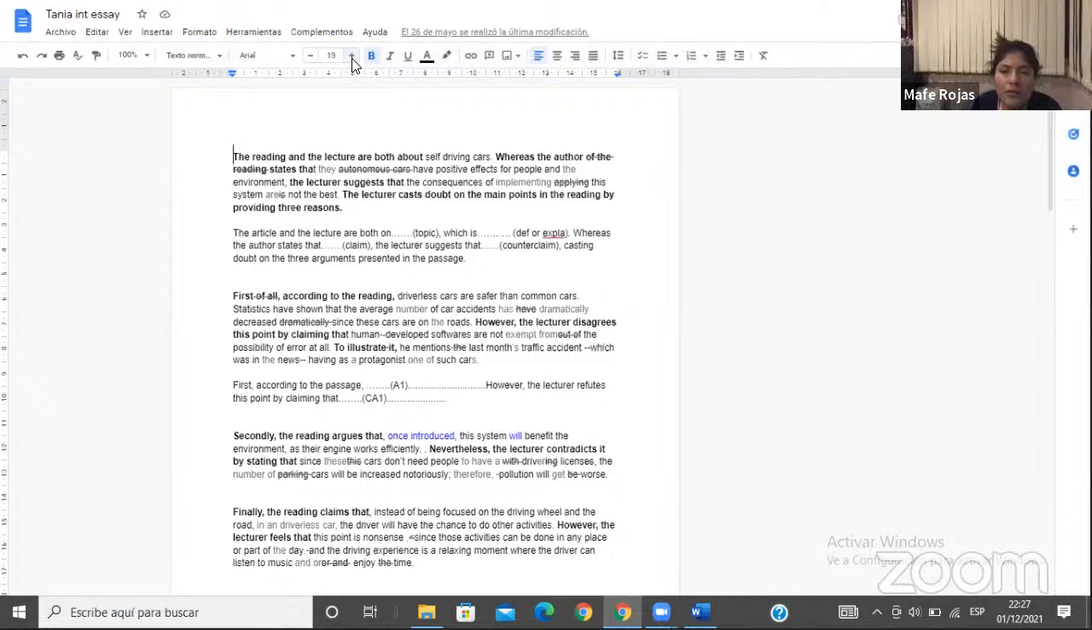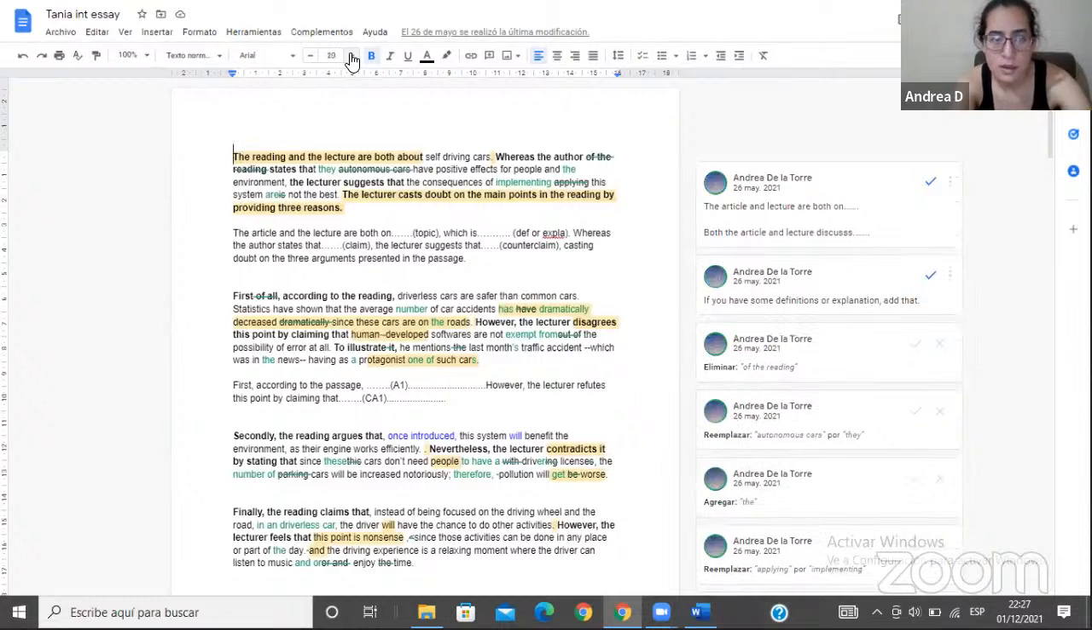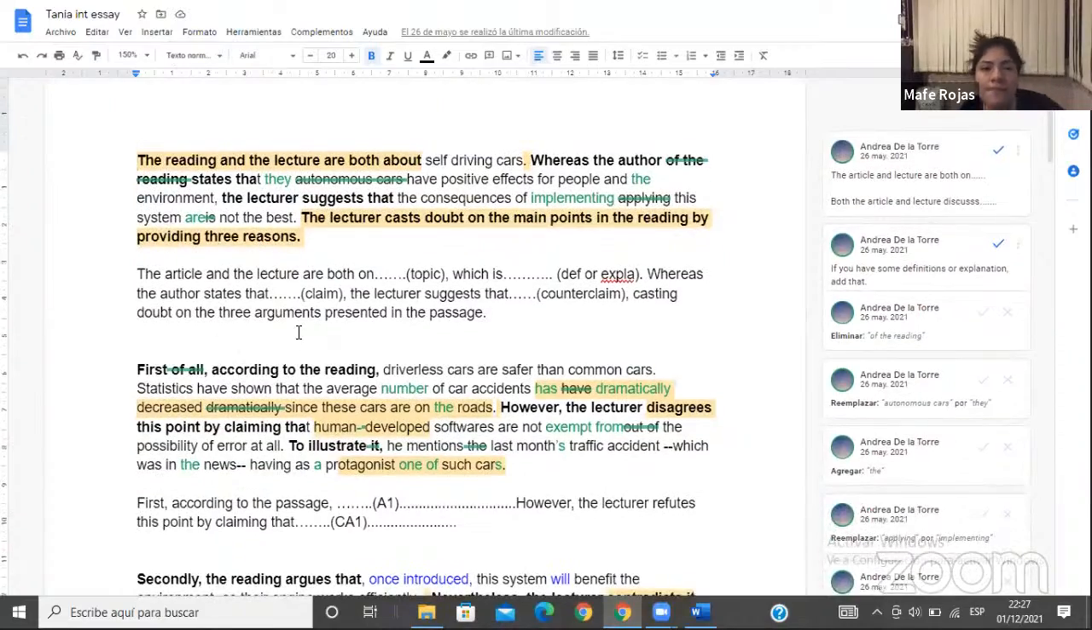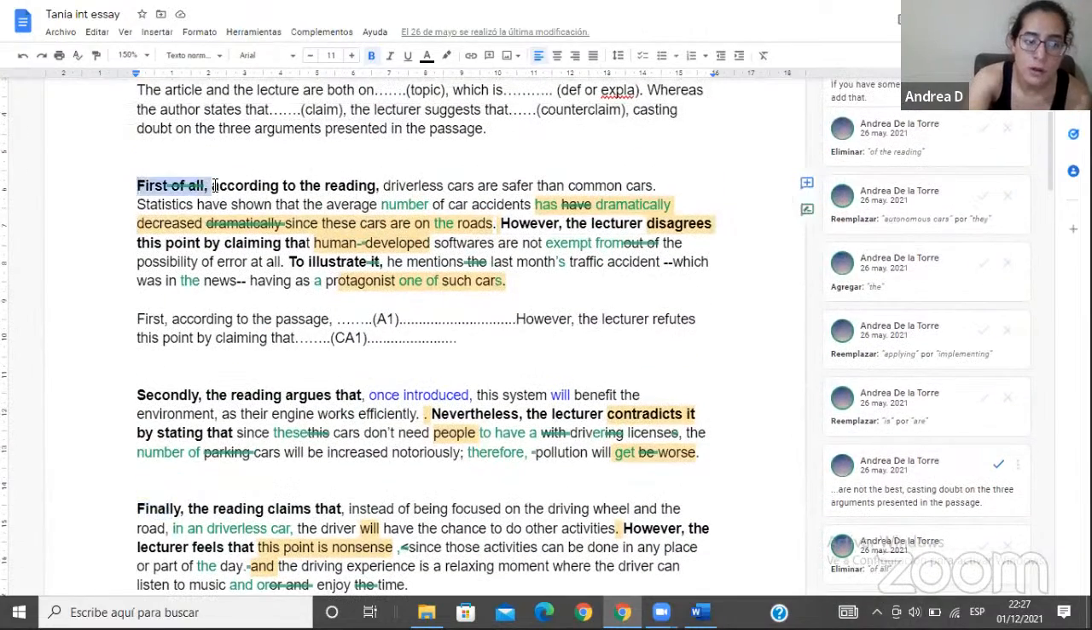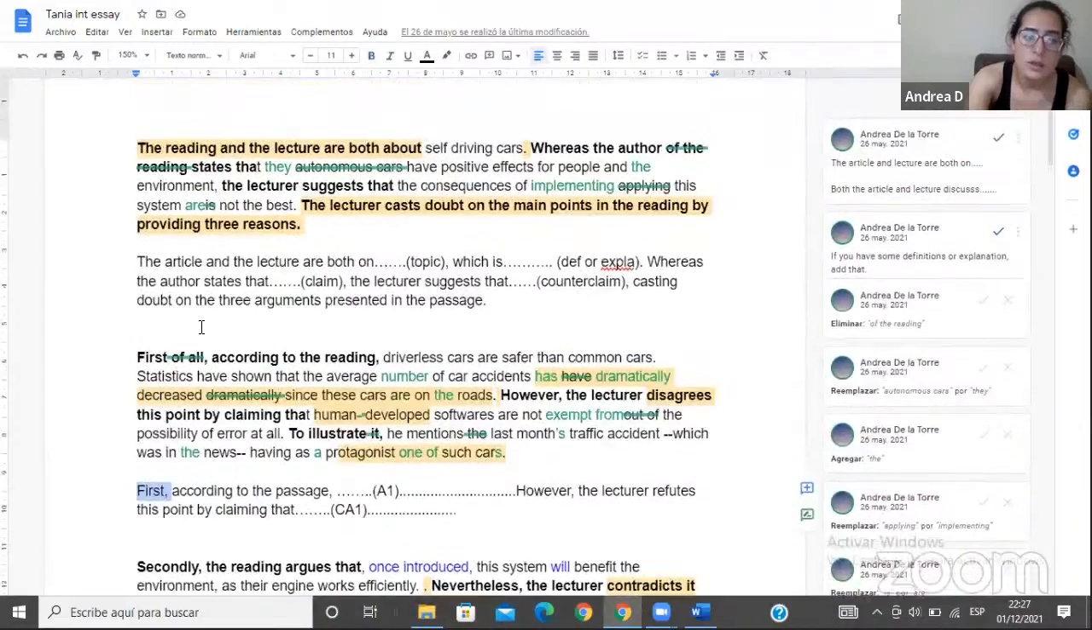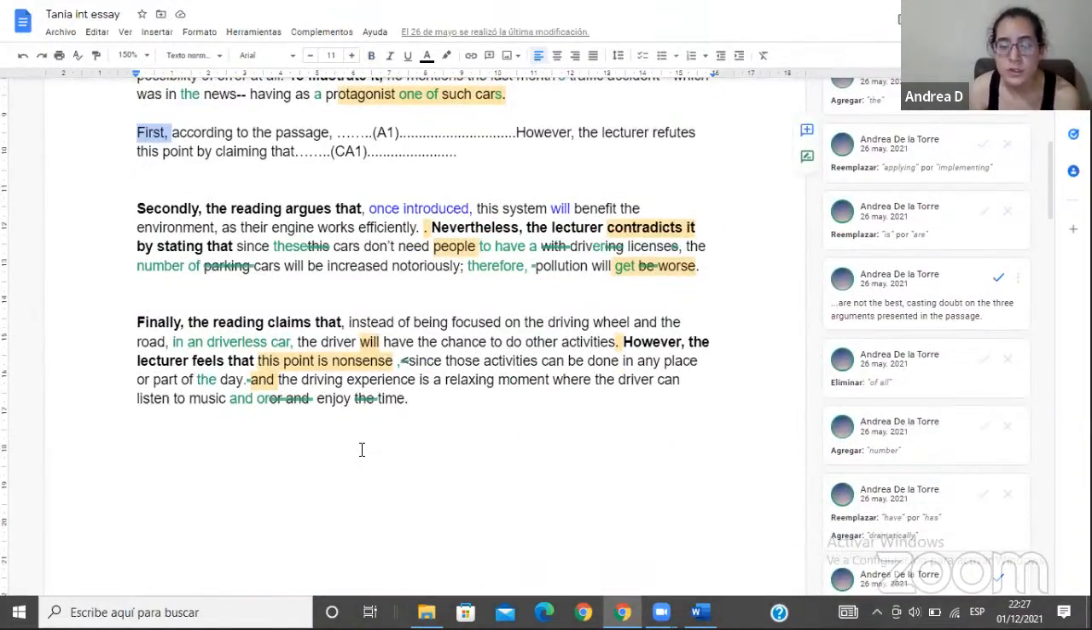And as you can see, it has some corrections because it was somebody's essay. But the thing is, if you look at how this person is using transitions, she's using one every time you have a new paragraph. So secondly, the reading argues that, finally, first of all, or first. So you're probably gonna use a transition every time you're moving on to a different paragraph, because if you don't use a transition, it kind of loses the flow. It doesn't sound that good.